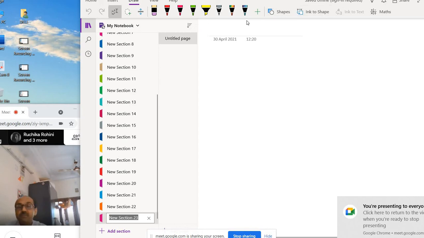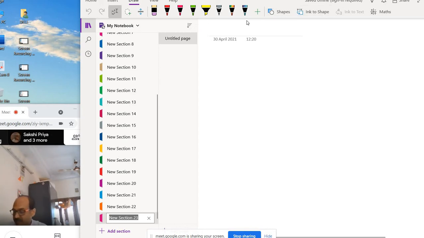Next, adjoint of a matrix. Find the adjoint of a matrix. Open exercise 4.5. First question, 1, 2, 3, 4. Find the adjoint of a matrix.